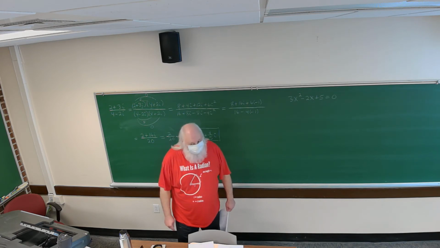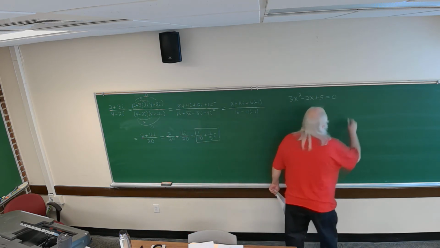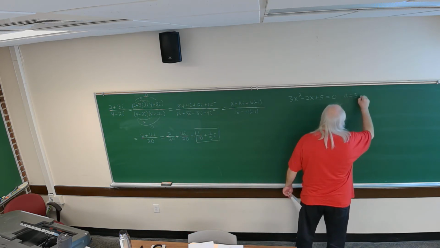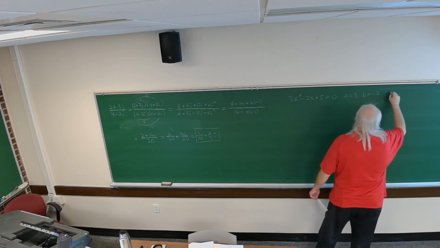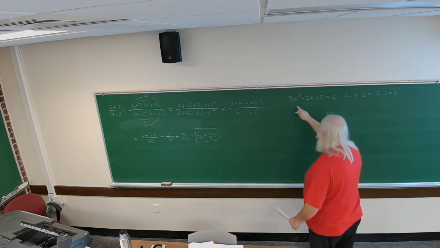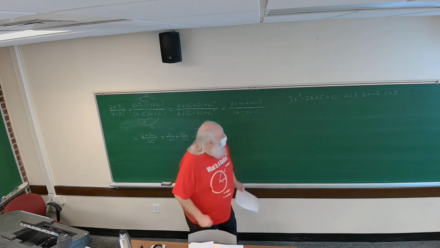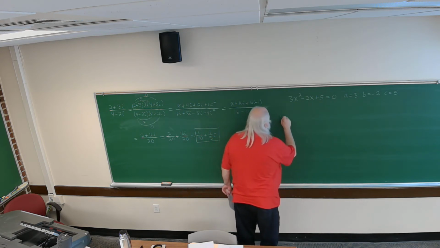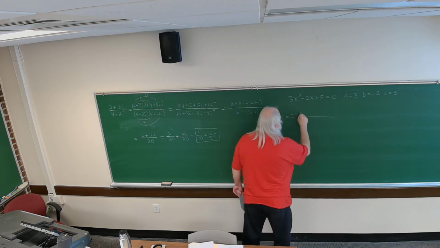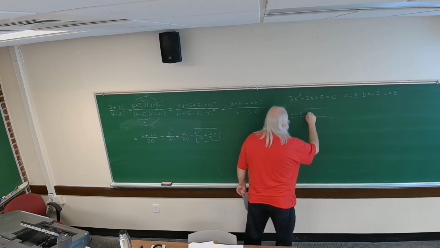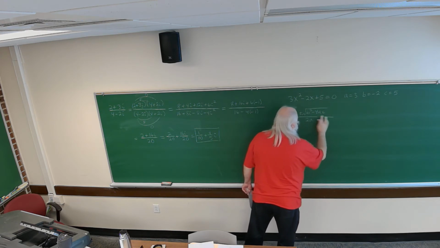Quadratic what? Formula, right? Remember the quadratic formula? So a is equal to 3 in this case, b is equal to -2, and c is equal to 5, right? This is ax squared plus bx plus c form. So you know the formula: x is equal to negative b plus or minus the square root of b squared minus 4 times a times c, over 2a.